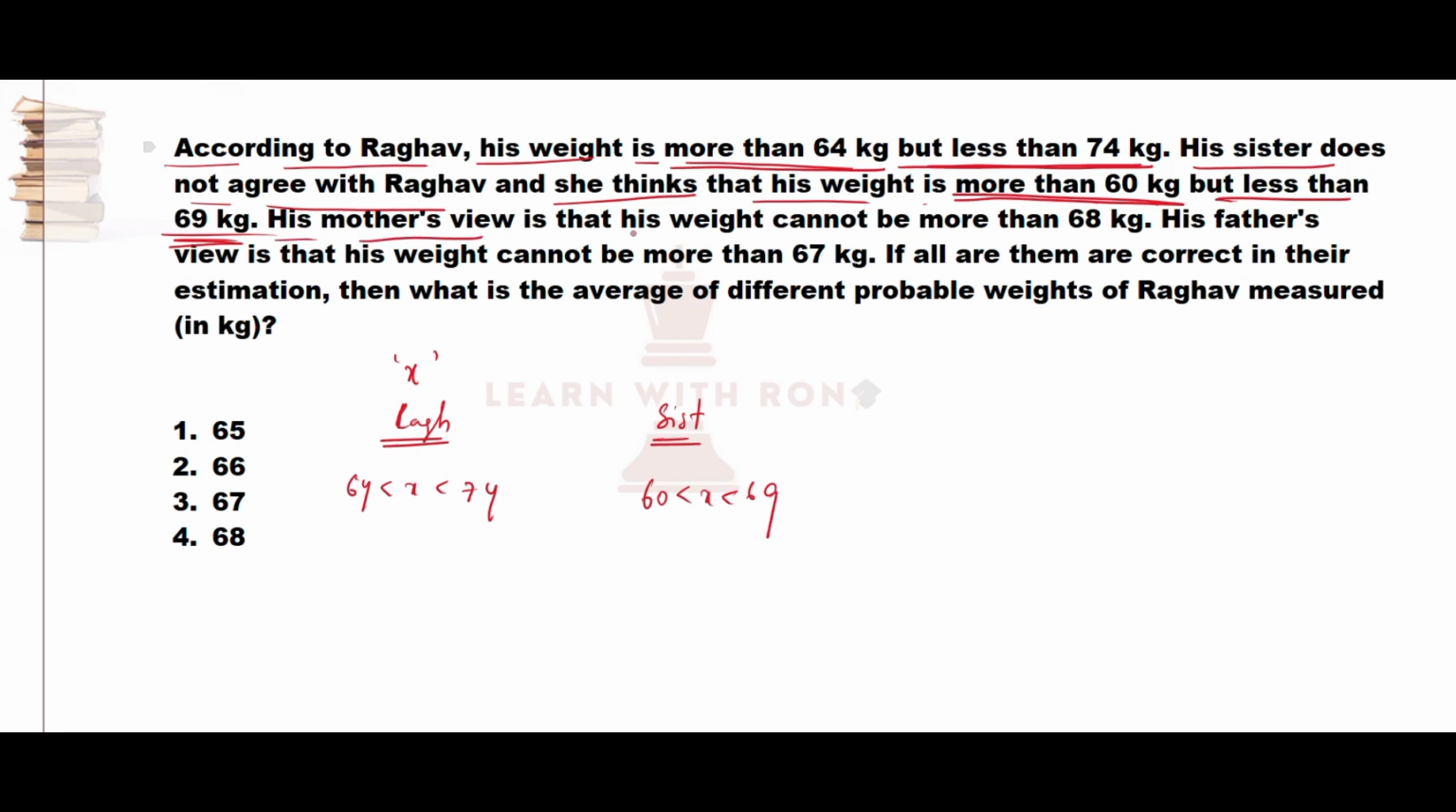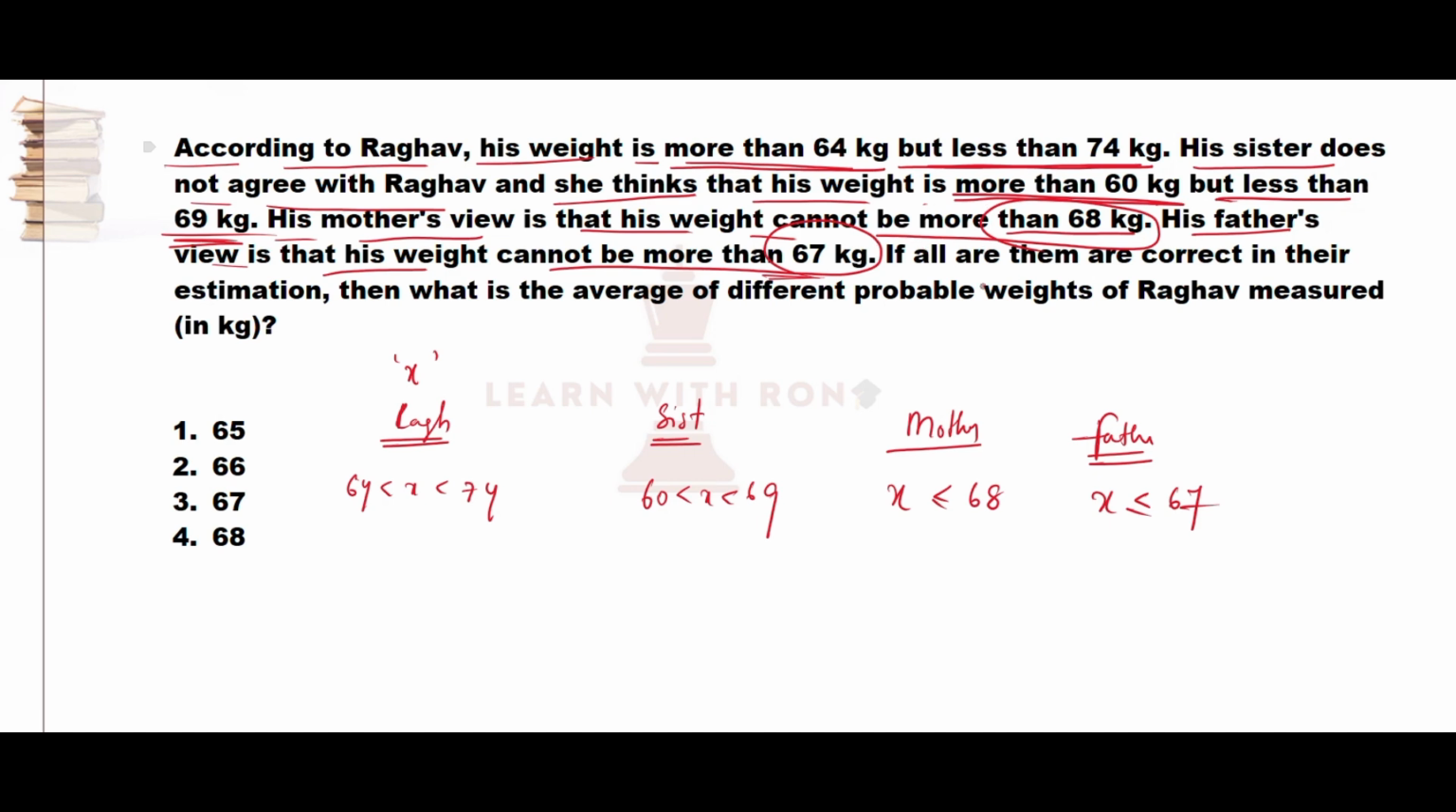From his mother's point of view, his weight cannot be more than 68, which means less than or equal to 68. Either 68 or less should be his weight, but not more than 68. See, from his father's point of view, his weight cannot be more than 67, which means less than or equal to 67. Either it should be 67 or less, but not more than 67.